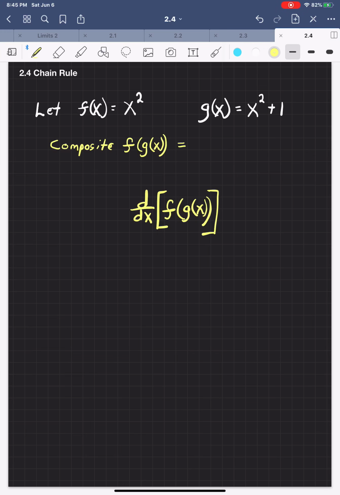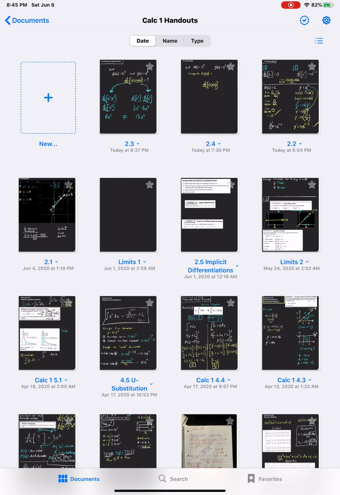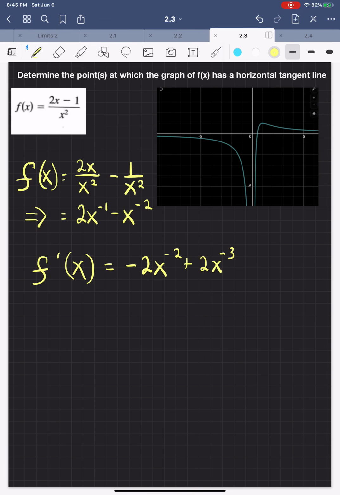We are in section 4, chapter 2, which is on the chain rule. And if you don't mind, before we get started in 2.4, I just want to show you something, a type of problem that you could see, and I just want you to be ready for it.